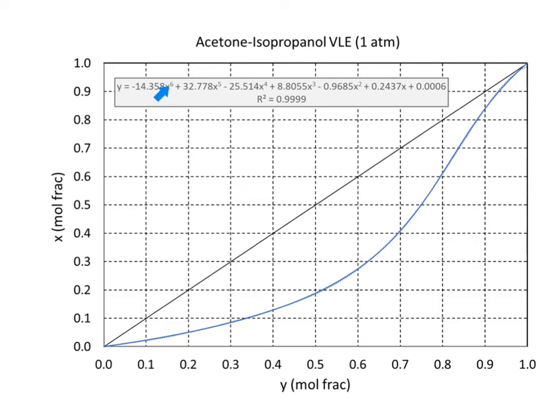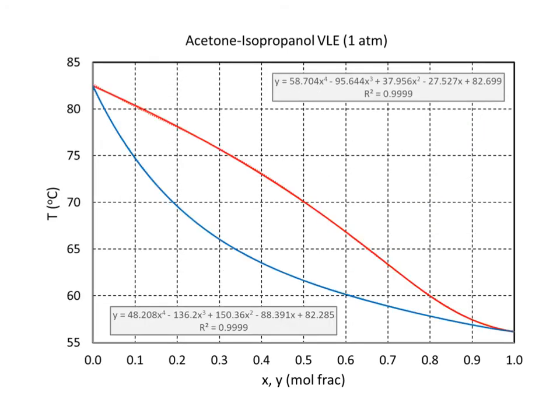A 6th order polynomial gave me an r-squared value of almost 1. And in this case, y is actually x, and x is actually y. Just keep that in mind. It can get a little confusing.